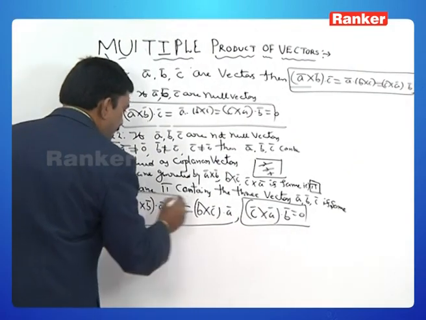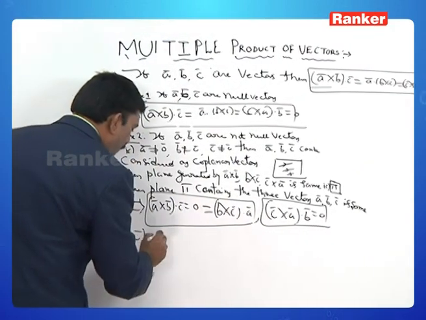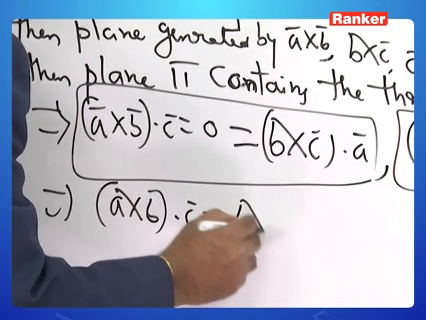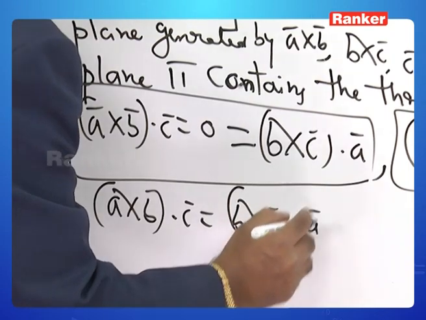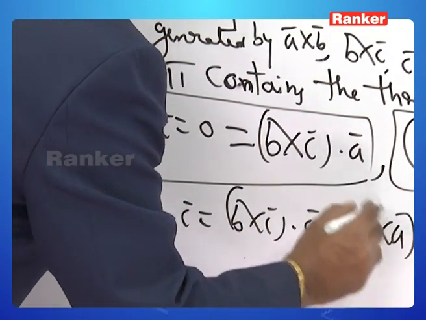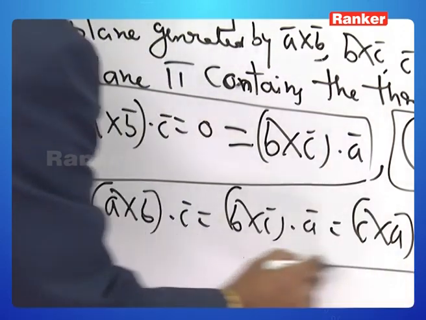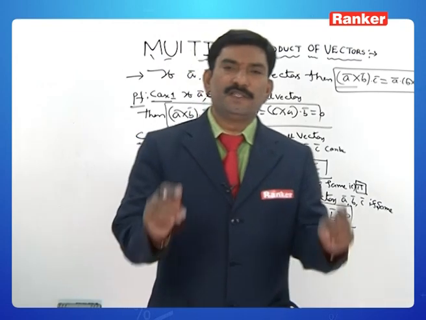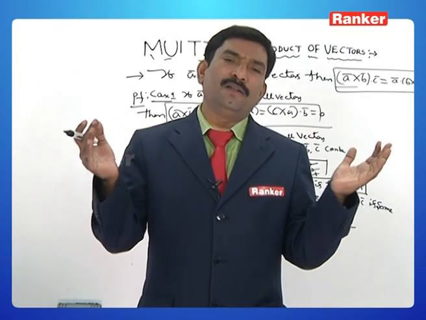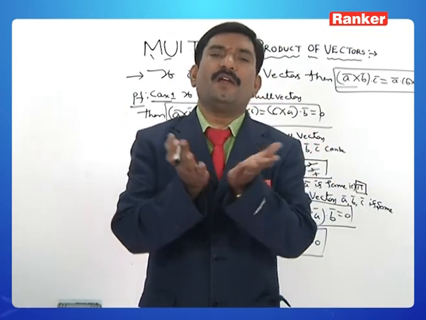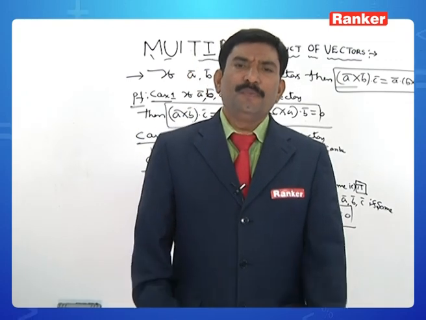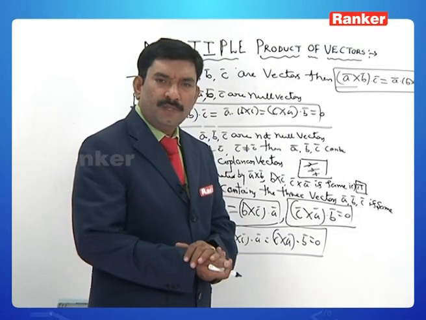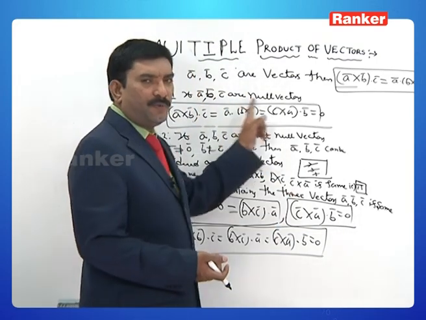This is also a condition. So on the whole, we have proved A bar cross B bar dot C bar, B bar cross C bar dot A bar is equal to C bar cross A bar dot B bar is equal to 0. You say 0 doesn't matter, because we have to show that all the three scalar triple products are equal. Because of the coplanarity, we have proved this equal to what? 0. When they are null vectors, we have proved they are equal.